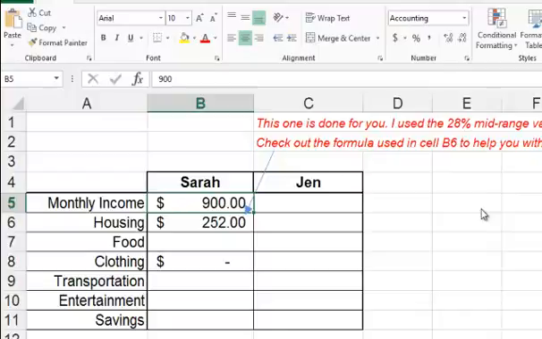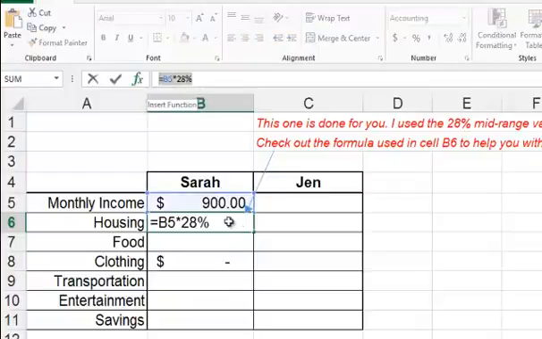Okay, so Sarah makes $900 a month, and we're supposed to figure out how much money she should spend from the $900 for housing, food, clothing, transportation, and so on. So what we're going to do is learn how to make a formula, for example, right here for housing, that will tell us how much money we should be spending from our monthly amount that we make. So I'm going to actually delete this formula that's right here just so that we can do it together.